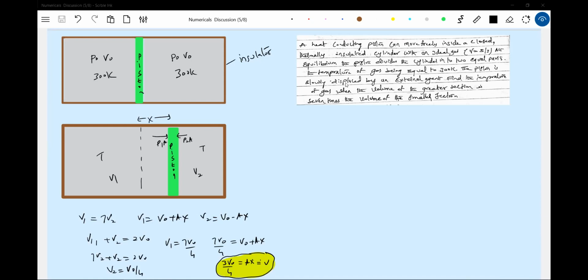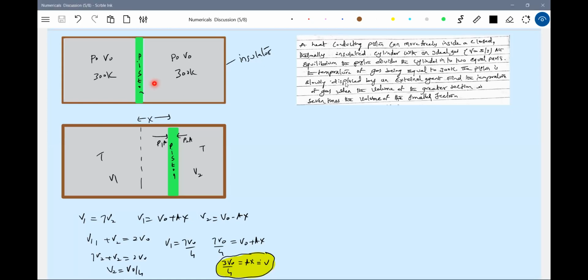Find the temperature of the gas when the volume of the greater section is 7 times the volume of the smaller section. Okay, somebody said isothermal, somebody said adiabatic. Can it be adiabatic? First of all, adiabatic is not possible, because there's a heat flow from one part to the other part. That's ruled out. Can it be isochoric? Volume is changing in both the parts. What about the pressure? Pressure is also varying.